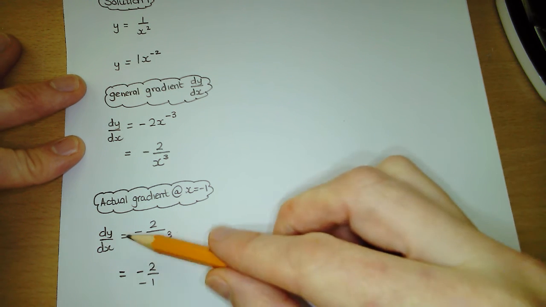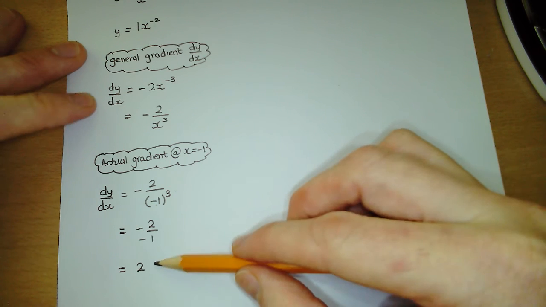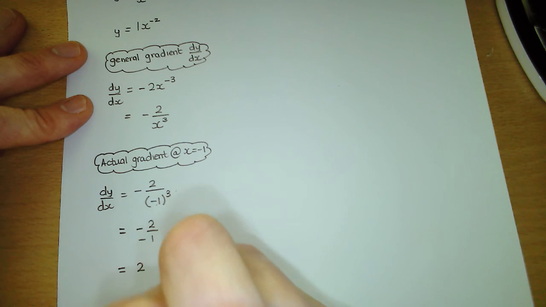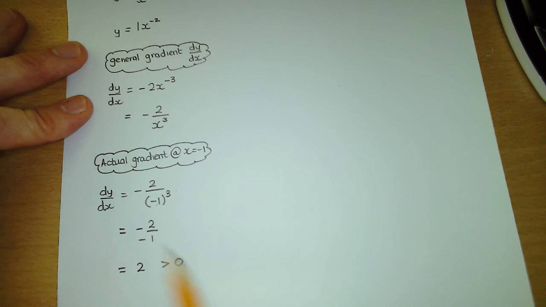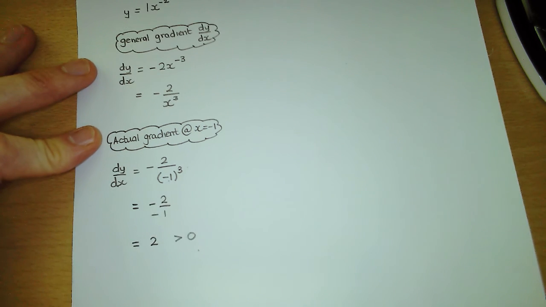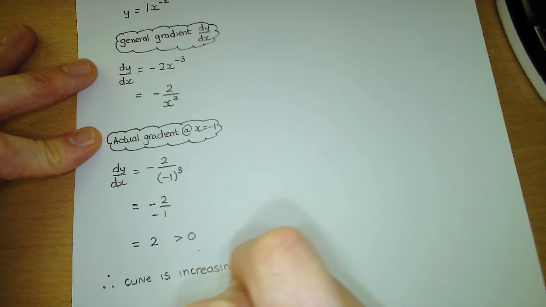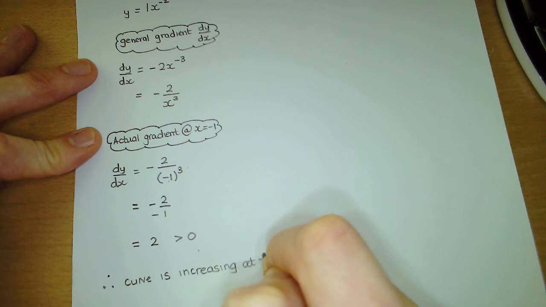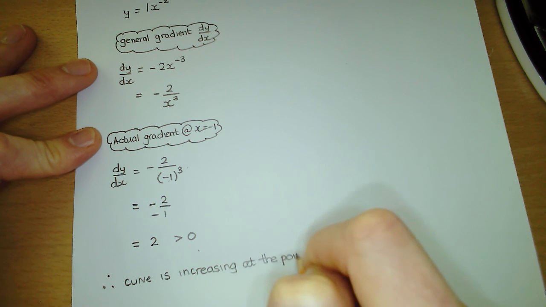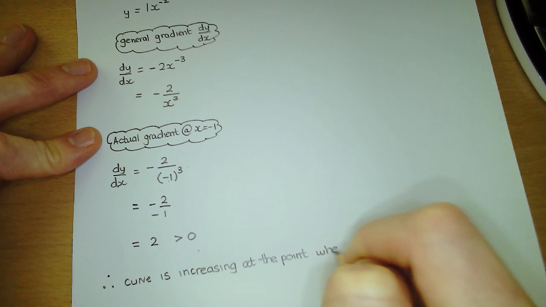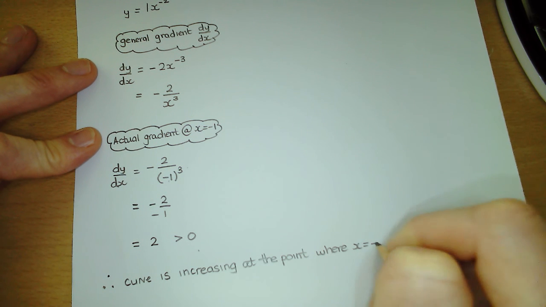So what we're saying is the actual gradient dy by dx is positive, so it's therefore greater than 0. So if the first derivative is greater than 0, that means the curve is increasing at the point where x equals minus 1. So therefore, the curve is increasing at the point where x equals negative 1.